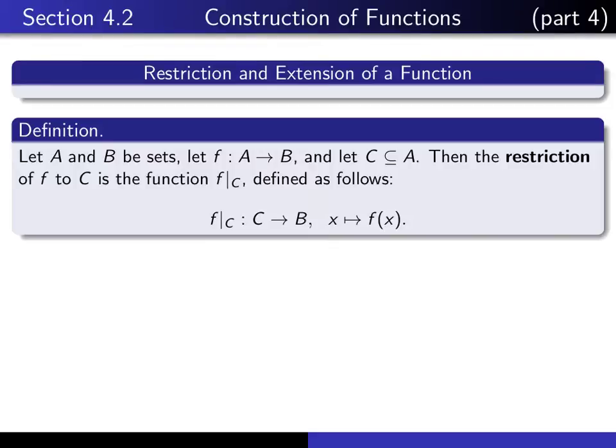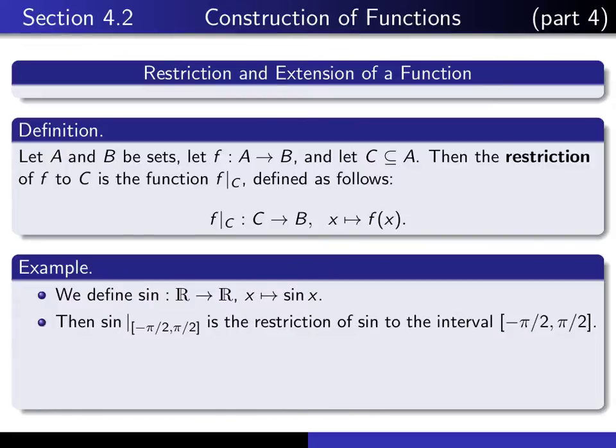So if we start with a function f from set A to set B and we give ourselves any subset C of A, so that's sitting inside the domain, then the restriction of f to C, denoted f, you put a vertical line and then a subscript of C, is defined to be the function from C into B such that each x maps to f of x. So all you're doing is simply restricting the domain A down to a conceivably smaller subset of A. And that gives us a new function. It's called the restriction of f to C.